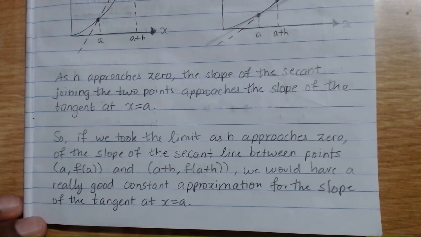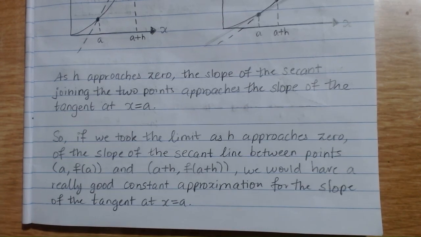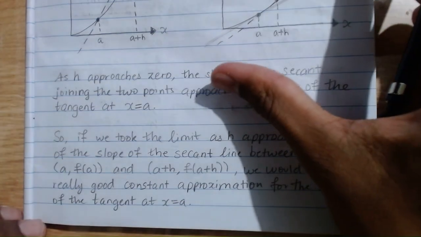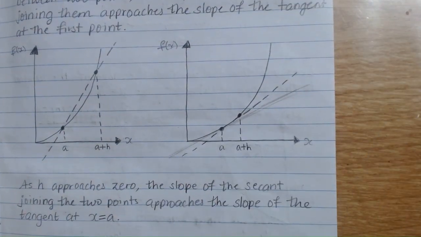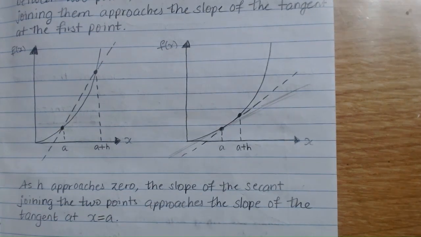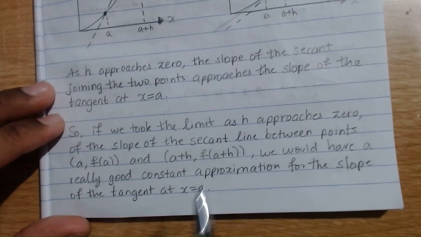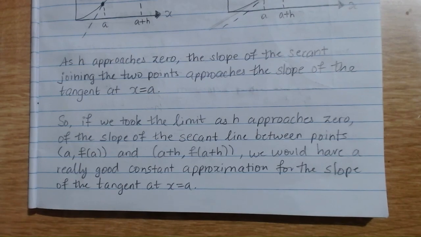Now, if we were able to calculate that, we would have a really good approximation for the slope of the tangent at x equals a. If we were able to ask ourselves, well, what happens as h becomes smaller and smaller until it eventually goes to 0? What happens to the slope? It would match, or it would be a pretty good approximation for the slope of the tangent at x equals a. And this core idea is actually the main idea behind the derivative.